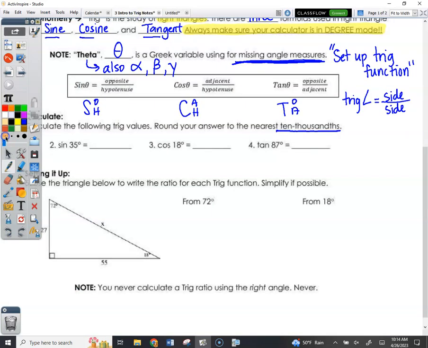Alright. Already losing half of y'all. Okay, look right here. Calculate the following trig values. Round your answer to the nearest 10,000th. If you need to, write 10,000 so you can remind yourself that is 4 decimal places, which means check the 5th number after the decimal. That's what you're checking. Okay, how do you do it? We're just doing tangent, y'all.